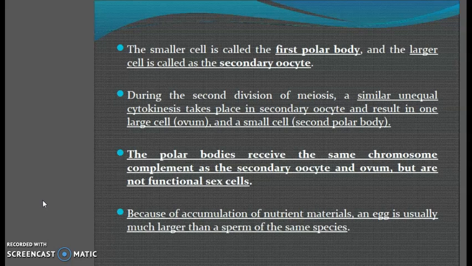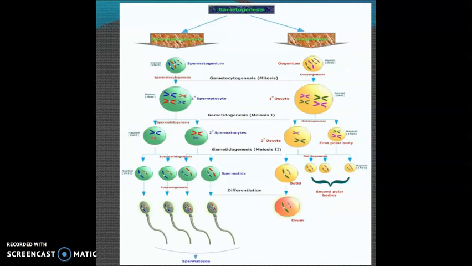The polar bodies receive the same chromosome complement as the secondary oocyte and ovum, but are not functional sex cells because of lack of accumulation of nutrient materials. An egg is usually much larger than a sperm of the same species. And in this you can see the production of ovum and spermatozoa by the oogenesis and spermatogenesis mechanisms.